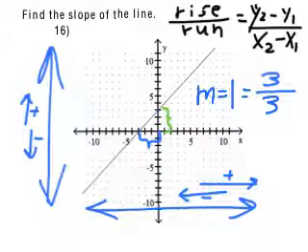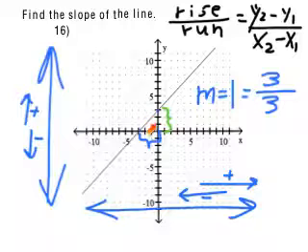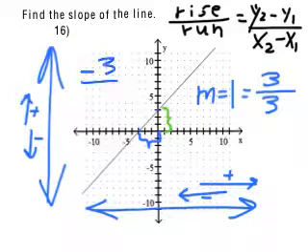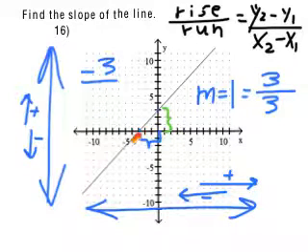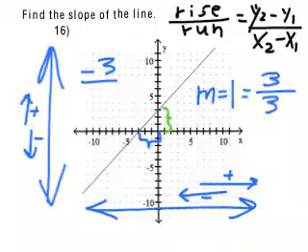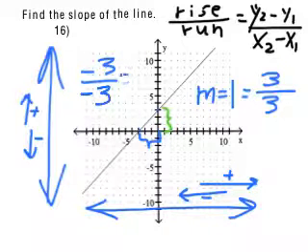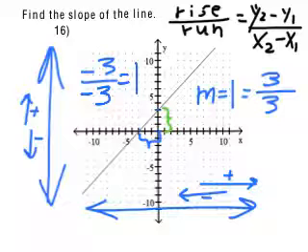But notice, if we started here and we counted down 1, 2, 3, that'd be a negative 3, right? And then we would go back 3. 1, 2, 3. Again, another negative 3. Negative 3 divided by negative 3 is also 1. So either way you go, depending on which you want, your first point or your second point, you're going to get the same number.